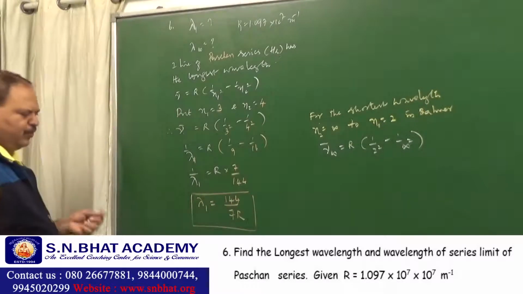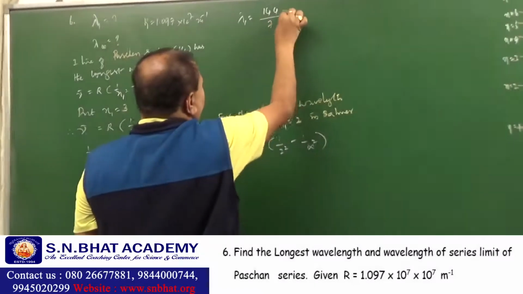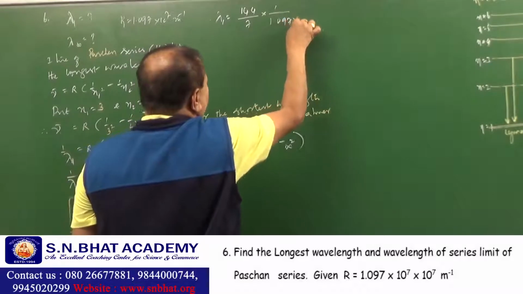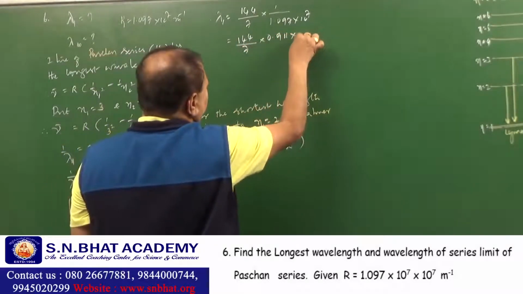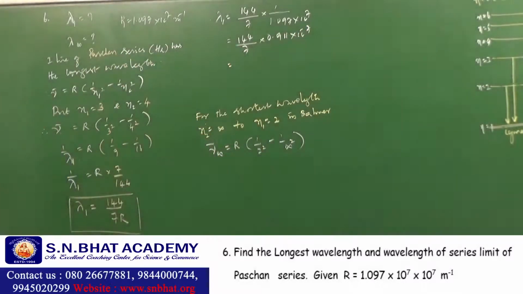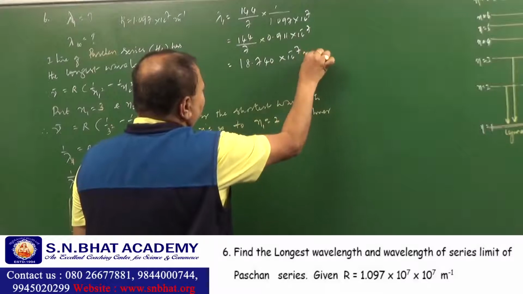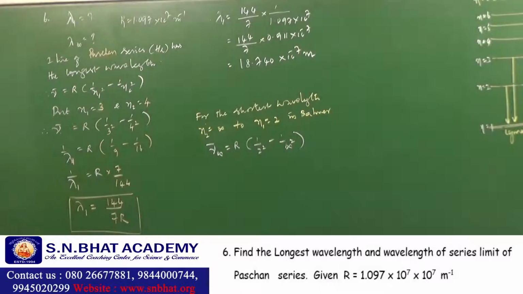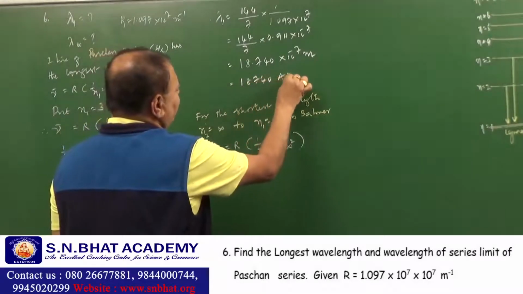Okay. Now you substitute the values. Therefore, lambda 1 is equal to 144 divided by 7 into 1 by R, where the value is 1.097 into 10 to the power of 7. As usual, you know that it is equal to 144 by 7 into 0.911 into 10 to the power of minus 7. So now you simplify that. 144 divided by 7, multiplied by 0.911, that comes out to be 18.74 into 10 to the power of minus 7 meter. If I shift the decimal place, that comes out to be 18740 angstroms.